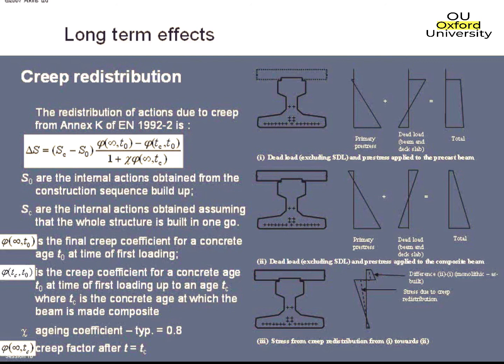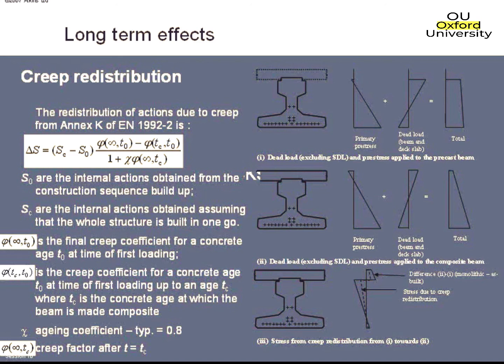And the difference between those, the redistribution effect, is this possibly familiar diagram that you get for creep redistribution if you calculate it. And quite often the creep redistribution is actually relieving to the design, which is why many people don't bother doing it, but it's not always relieving.